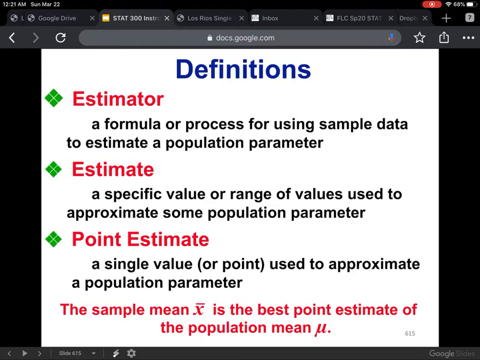Here are some definitions that you might have seen already from the previous section. Estimator: a formula or process which uses sample data to estimate a population parameter. An estimate is a specific value or range of values used to approximate some population parameter. And then the point estimate, which we did in previous sections, is a single value or point used to approximate a population parameter. So the sample mean, x bar, is the best point estimate of the population mean, right?